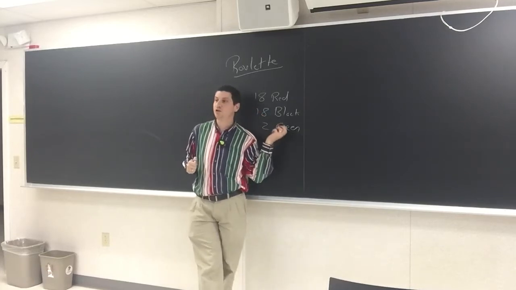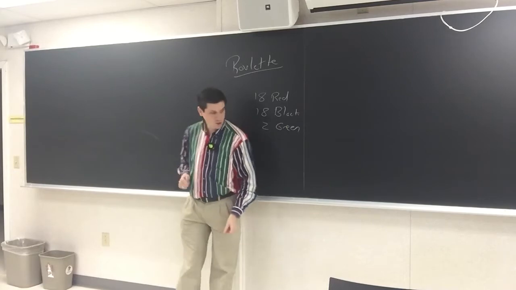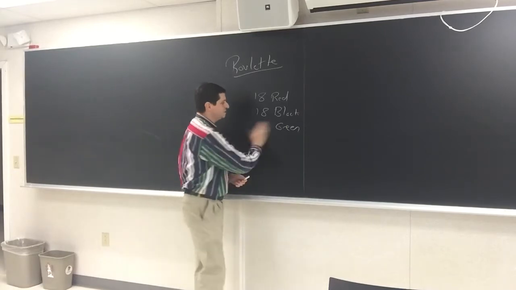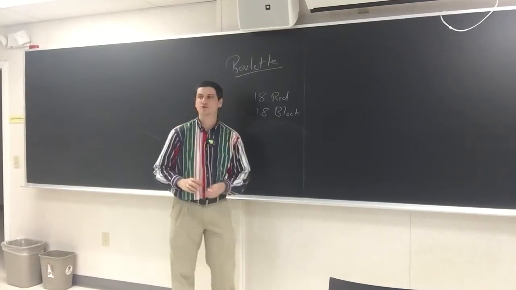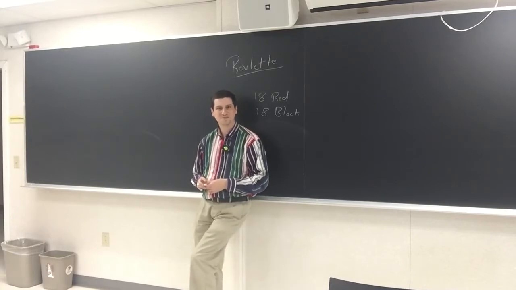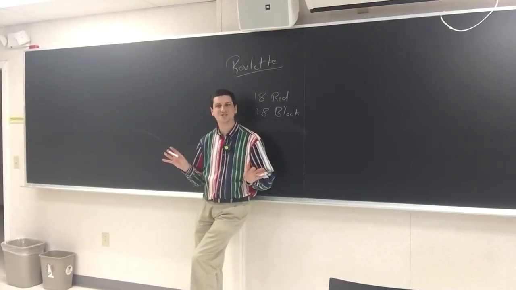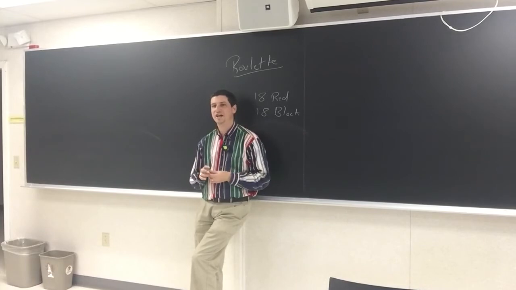So the 2 greens really help Vegas. I'm not allowed to do this in the real world, but since this is a math class, let's get rid of the greens. Vegas will not do this. Vegas likes the greens. But let's get rid of the greens. Now what's your chance of winning? 50-50.